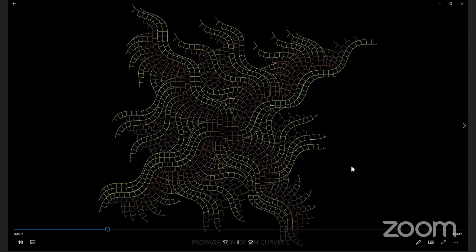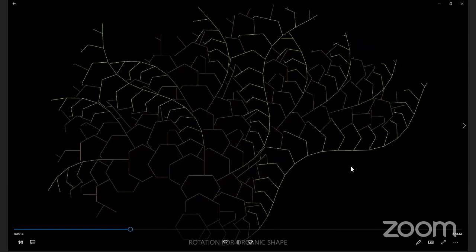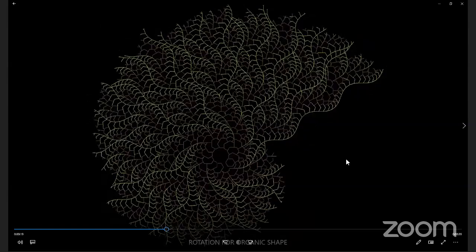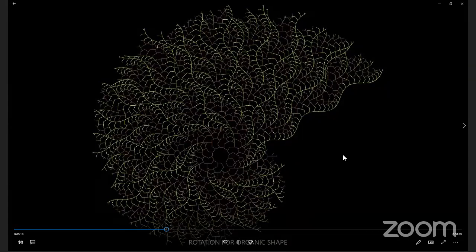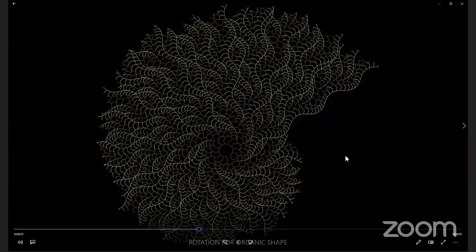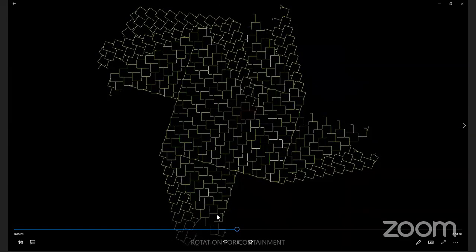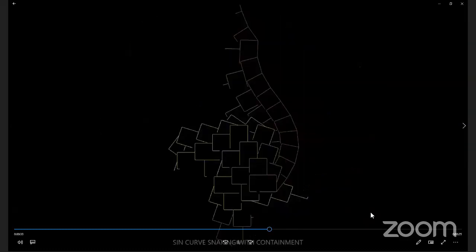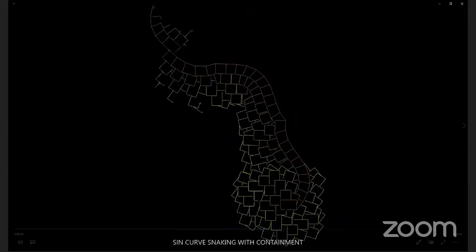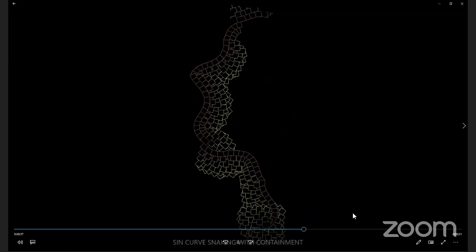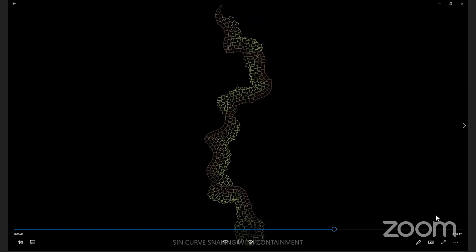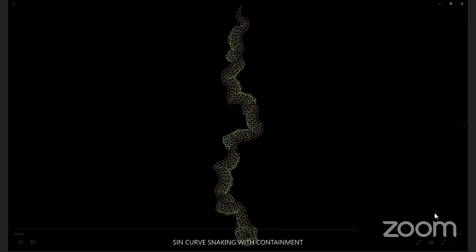And then after that, I tried to go a bit more organic by breaking away from the rectangular shape of the shingle. But because of the lack of shape, there's no termination. So what I tried after that is to find a way to create some form of termination with a bit more control, so that I can aggregate it with a lot more control. So in this case, it's kind of like snaking.